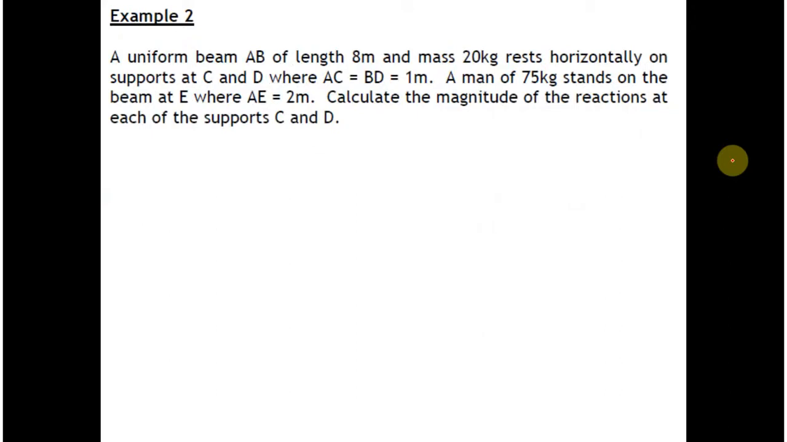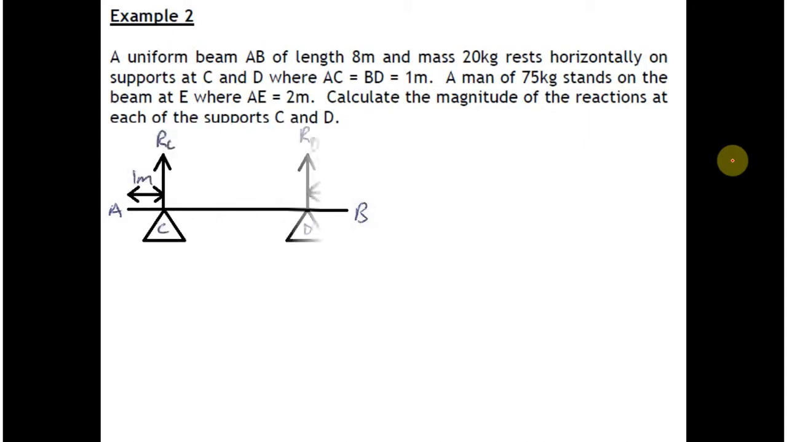So, a uniform beam AB of length 8 meters and mass 20 kilograms rests horizontally on supports at C and D, where AC equals BD equals 1 meter. So 1 meter from the end of each of these, so draw AB like that, and then 1 meter from each side we draw pivots or supports. So C on the left hand side, 1 meter away from A. I'm going to call the force RC. And 1 meter away from B is my D support, and I'm going to call the force that provides upwards RD.